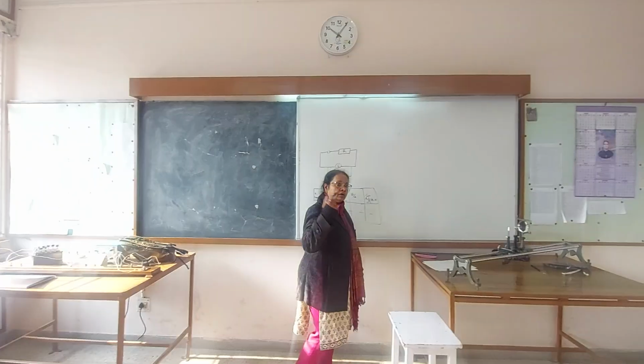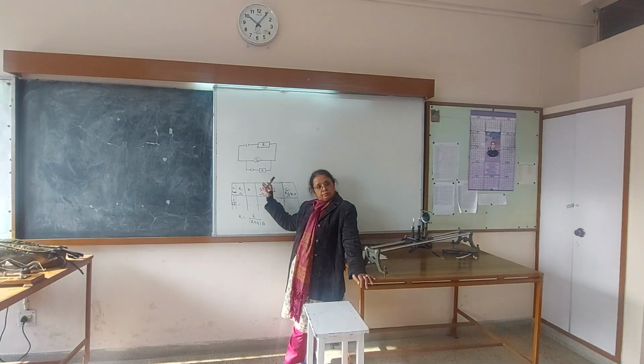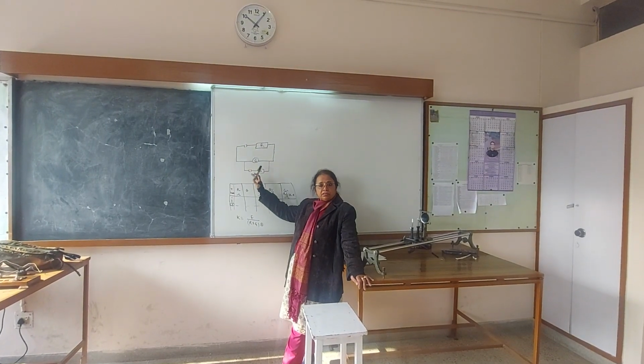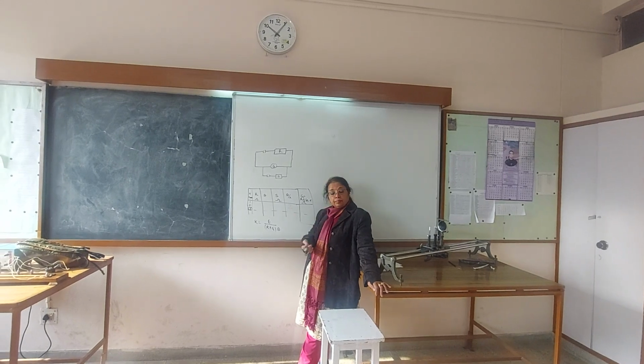Now Viva question from here. First I told you, why is the deflection becoming half every time I am taking out 50 ohms from here? Because the resistance of the galvanometer is nearly 50. That's why the current becomes half. So does the deflection.